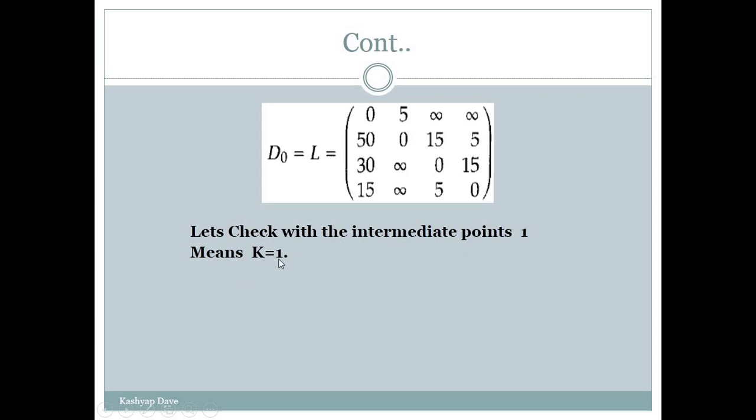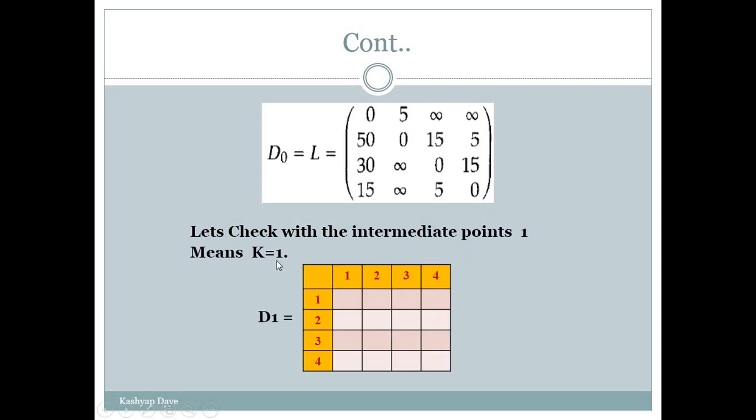Okay, so if our k becomes 1, then we have to calculate the different nodes' distances, and we will generate another matrix and name it D1. Okay, so calculating D1, where k is equal to 1, we will put the vertices of 1 as it is from the last matrix.